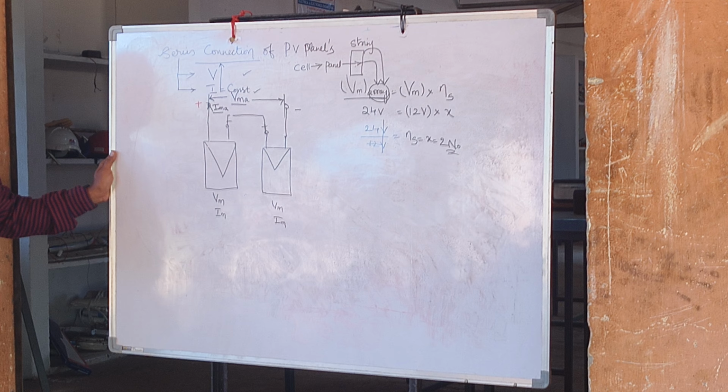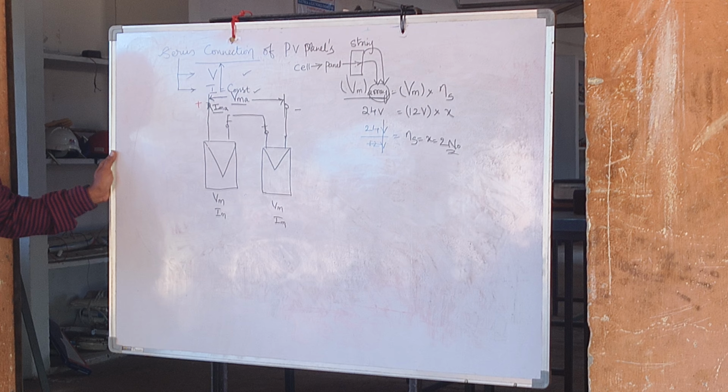I am multiplying each solar panel's voltage by x times. When I multiply it, how much am I going to get? 24 volts is the array voltage, divided by the individual voltage, which is how much? 12 volts. 12 ones are 12, 12 twos are 24. You are going to get x, or Ns, equal to 2. It indicates that two solar panels are connected in series. That's the formula to calculate the number of panels connected in series.